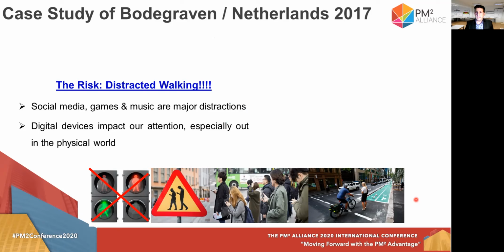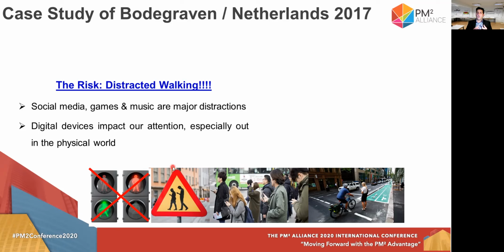So that city had a huge problem with accidents. The accidents were between a car, a motorcycle, or a bicycle, and a pedestrian. Why? Because usually the pedestrians were using their mobile phones while they were walking, in order to chat, to play video games, to listen to music, etc. So they didn't actually observe the traffic lights or the signs.